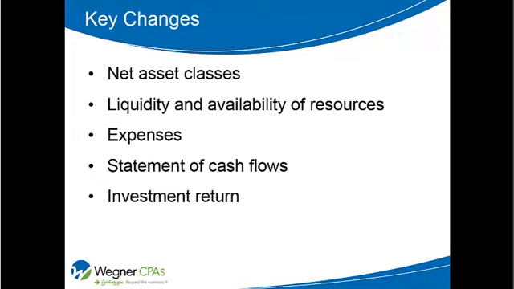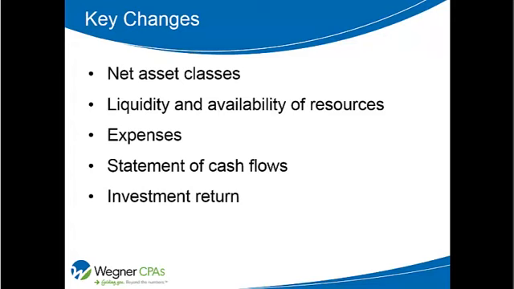So the key changes with this accounting standard is changing the net asset classes, as I mentioned. There's a new disclosure requirement on the liquidity and availability of resources. For some entities, there's a new requirement to report functional expenses. There's a new option for the statement of cash flows that we'll go over, and then there's some changes to investment return. So we'll cover each of these bullets in detail, give you more information to help you implement this.